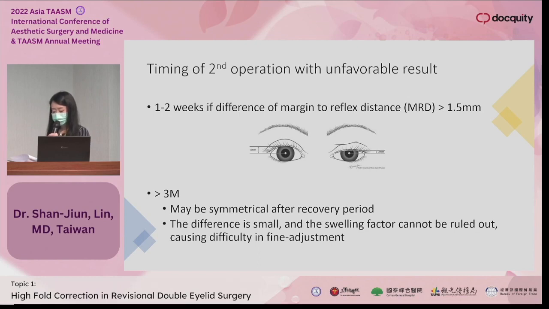Another timing for secondary operation is three to six months after operation. The advantage is that we can know the final appearance without swelling. The disadvantage is that this will be like a new, reduced surgery.